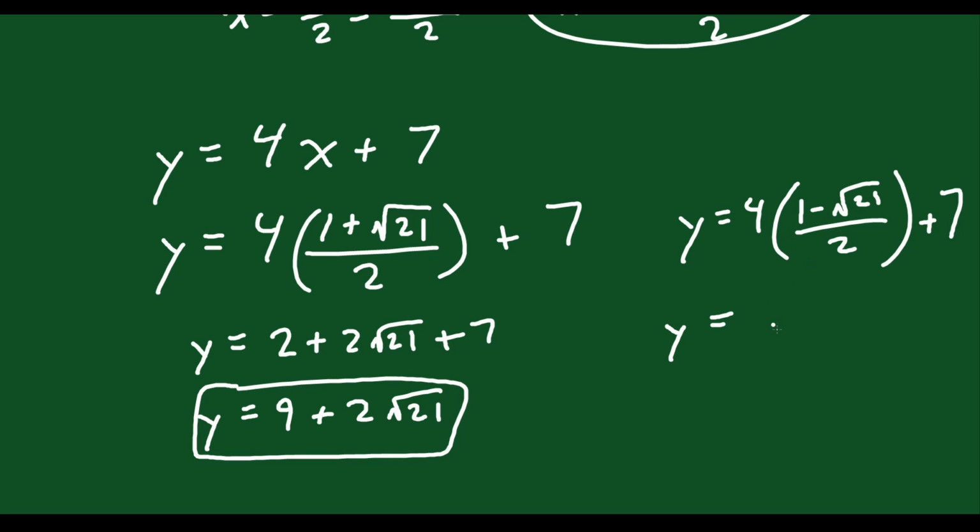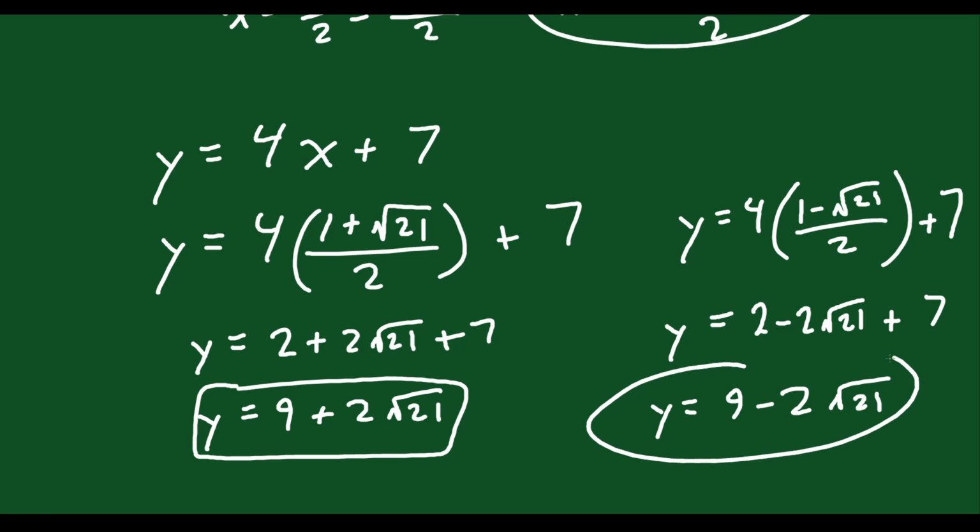And then over here you do the same thing. You'll get 2 minus 2 root 21 plus 7. So y equals 9 minus 2 root 21. So that's the other answer.